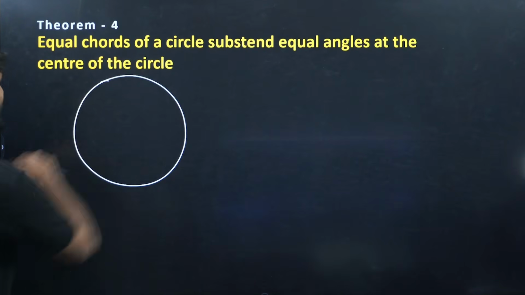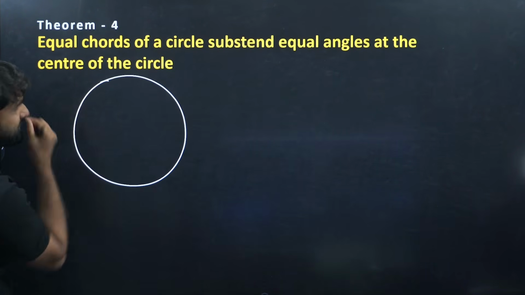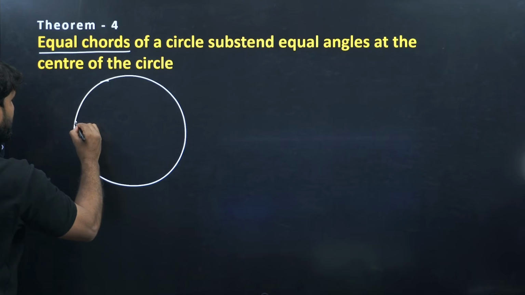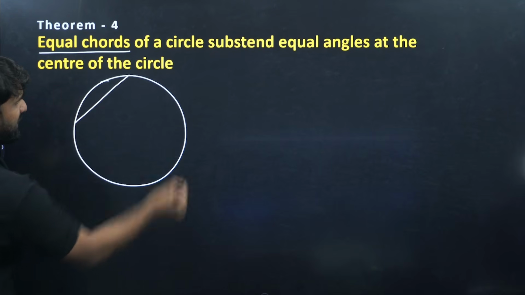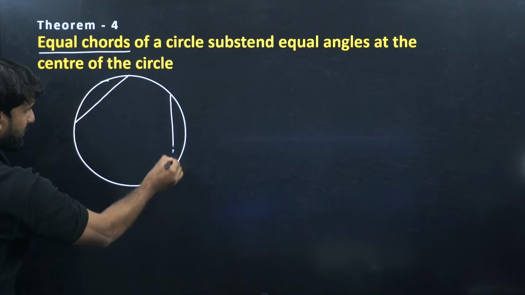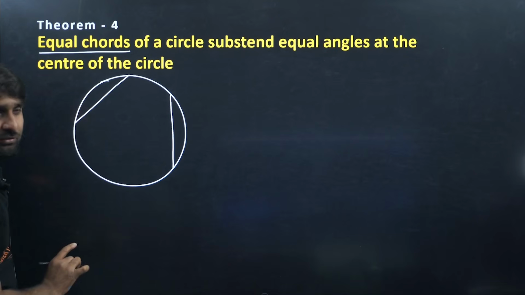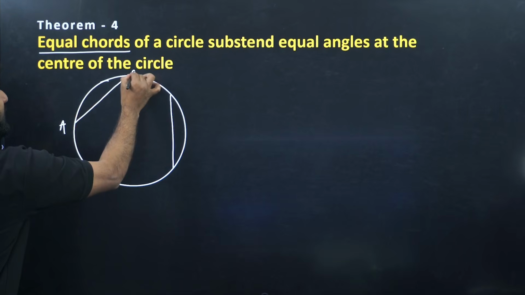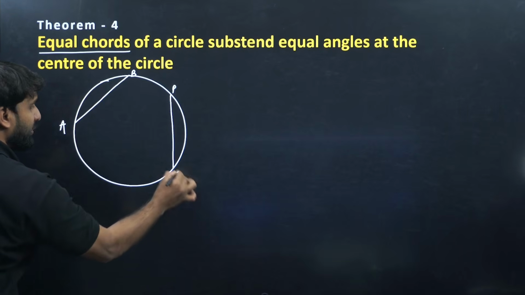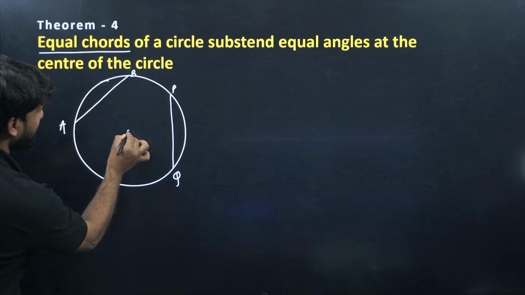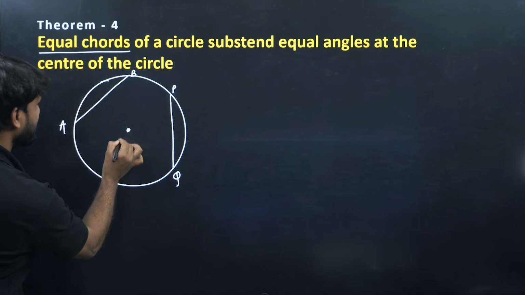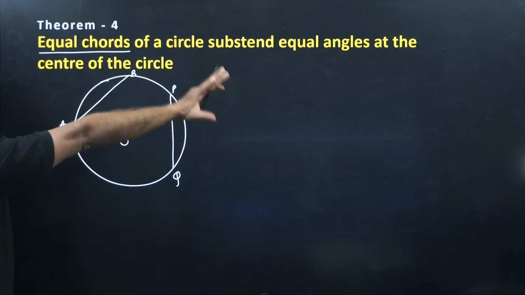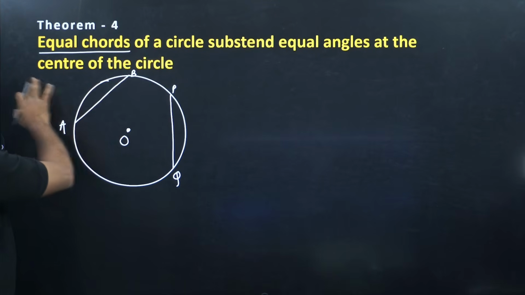Put in comment. Okay, so this is circle here. What is the theorem? Equal chords. So let's make two equal chords. I have one chord here, and I'm taking one more chord here. And both the chords are equal in length, right? So let's say this is AB, and this chord is PQ, and the center will lie somewhere here. This will be the center O. Equal chords of a circle subtend equal angles at the center of the circle.